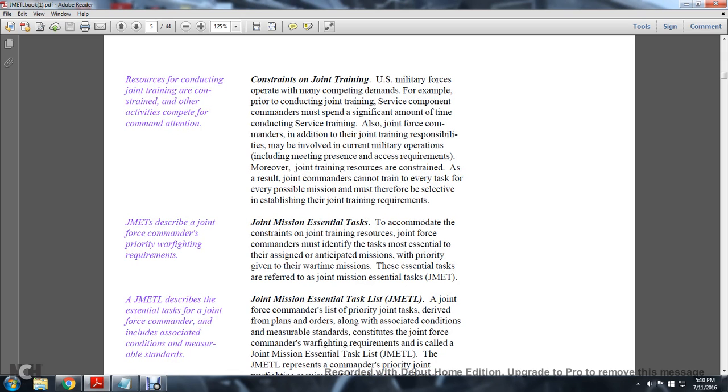Describe a joint force commander's priority warfighting requirement. To accommodate the constraints of the joint resources, joint force commanders must identify the tasks that are most essential. These are tasks assigned in anticipated or assigned missions, with priority given to the wartime mission. The essential tasks are referred to as joint mission essential tasks.